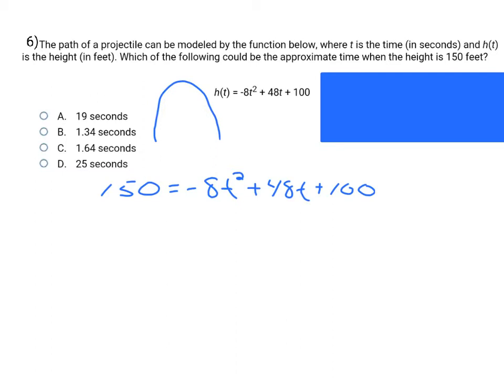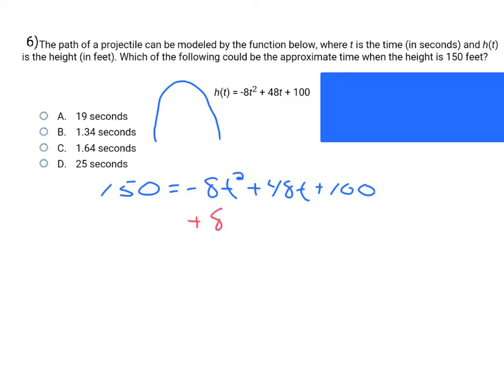And so now what I'm going to do is solve this quadratic equation. So my first step is to set this equal to 0. And I have a negative t squared here. And when I solve quadratics, I like my t squared coefficient to be positive. So that means I'm going to bring everything over to the left.